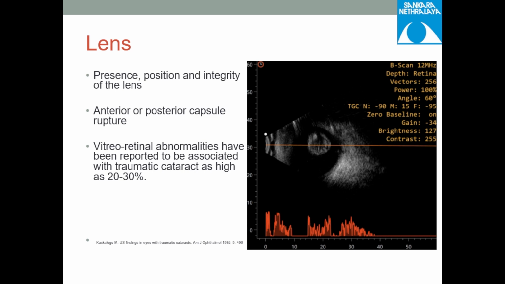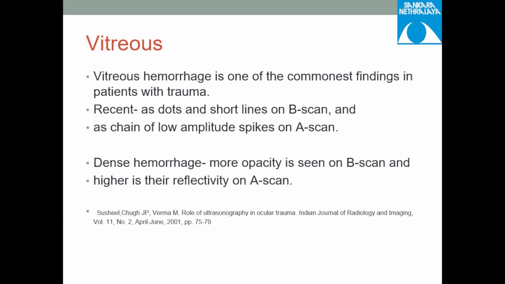Vitreoretinal abnormalities have been reported to be associated with traumatic cataract in as high as 20 to 30% of cases of trauma. Vitreous hemorrhage is one of the commonest findings in patients with trauma, which can be seen as dots or short lines on B scan if it is a recent vitreous hemorrhage, or low amplitude spikes on A scan. If it is a dense hemorrhage, then it is mostly opacified on B scan and higher in reflectivity on A scan.